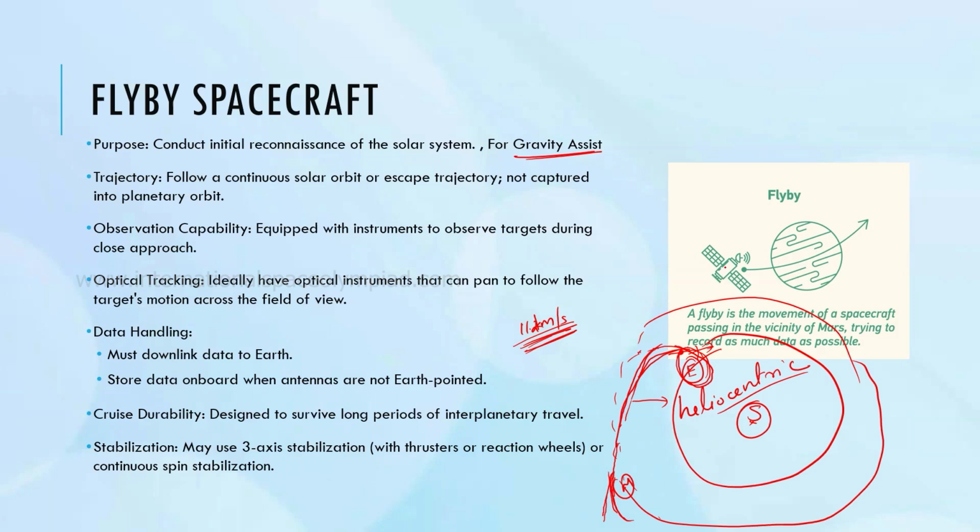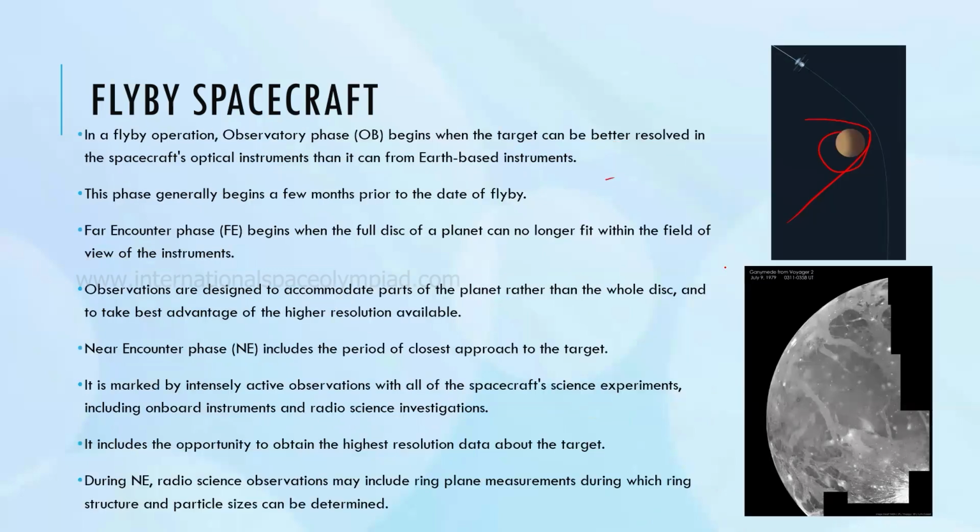But at the same time, during that gravity assist, we can also take pictures of the planet as they are close by. That is the case with Voyager and many other missions. But there are also specific missions for flyby itself, especially for the moon, where we had missions like that. Okay, so now let's see how this happens.